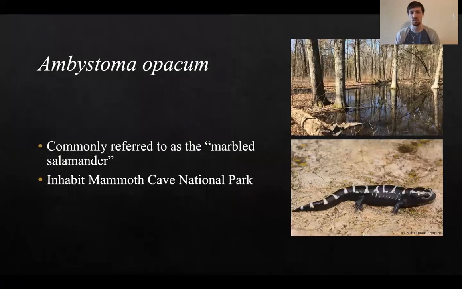Pictured here is the study organism Ambystoma opacum. It is commonly referred to as the marbled salamander, and it can be found throughout Mammoth Cave National Park.